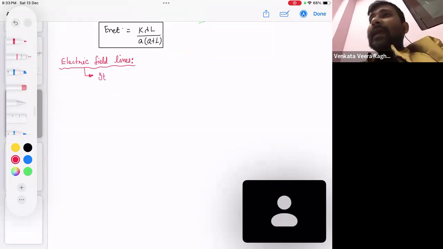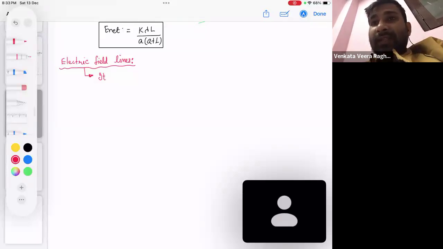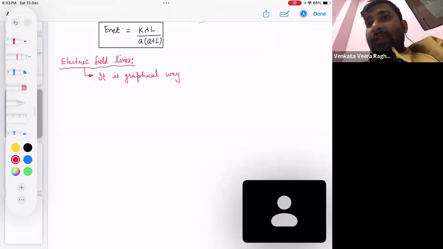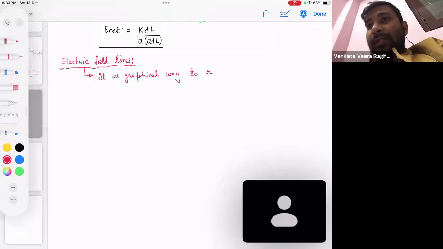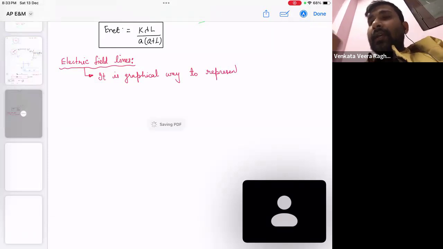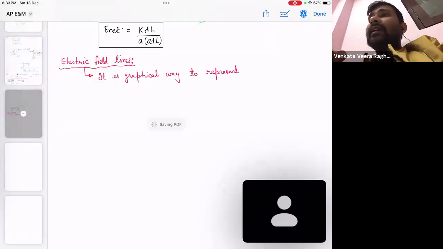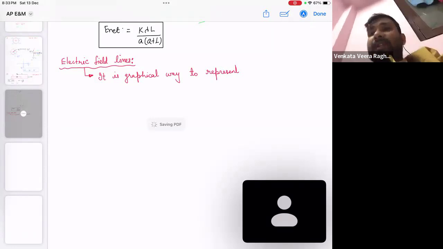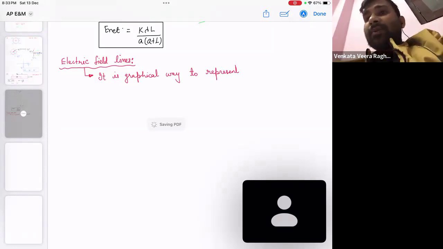Not the analytical or mathematical way. Understood? It is a graphical way to represent the electric field around a charged particle. The electric field around the space, created by what? Created by a charged particle. Okay, so it doesn't give us any calculation.